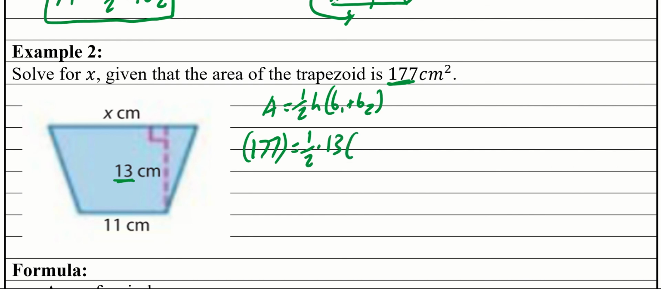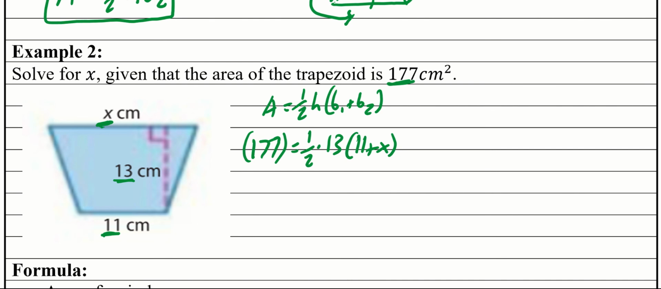And then in parentheses, I want base 1 plus base 2. I am given one of these things here. Let's just say base 1 could be 11. And then base 2 is going to be x here. That is the one that we do not know. That's the one that we are looking for here. Okay? So if I want to solve this equation, I need to try to get x by itself.